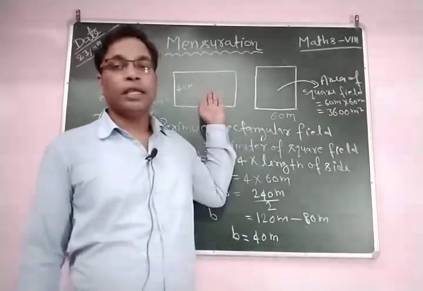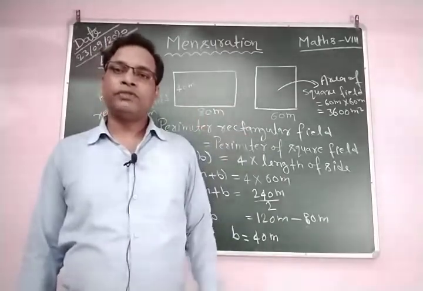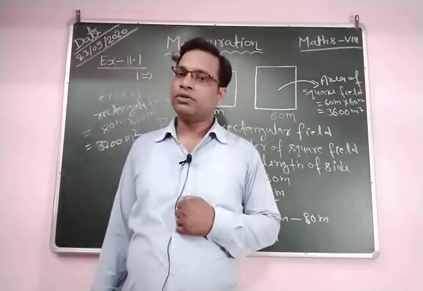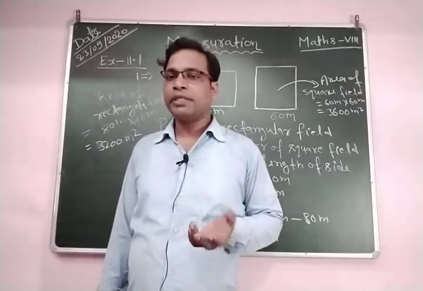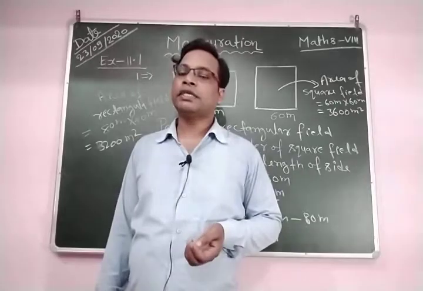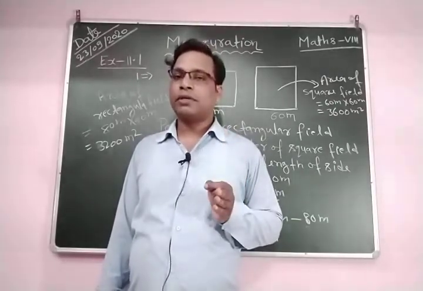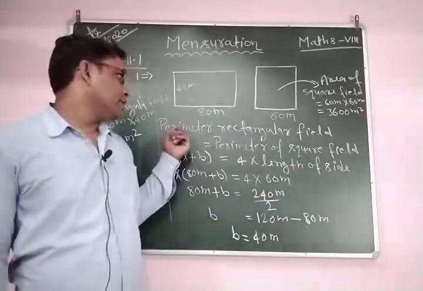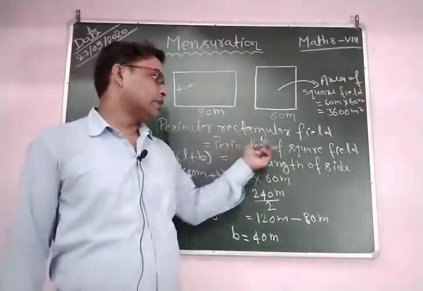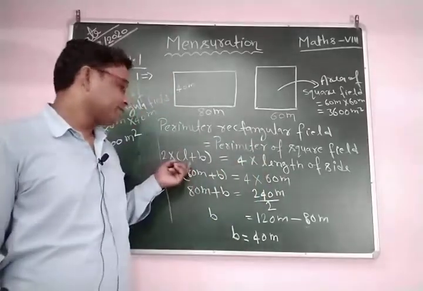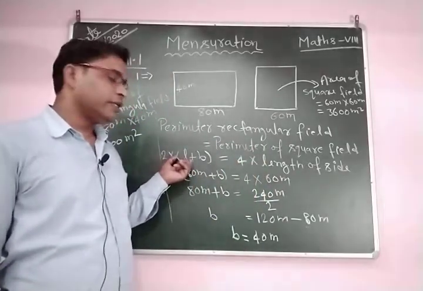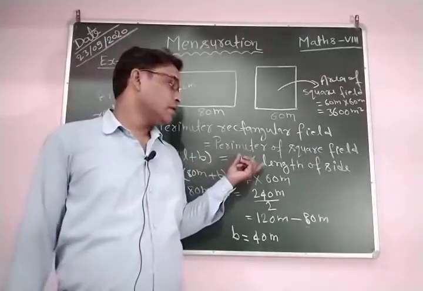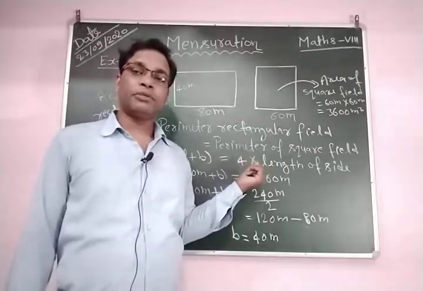But for the area of the rectangular field, we need the length and the breadth, because you know very well the area of a rectangle is length into breadth. Length is given here but breadth is not. So for this we use this condition: the perimeter of the rectangular field is equal to the perimeter of the square field. And we know that 2 into (l plus b) is the perimeter of the rectangular field, and 4 into the length of side is the perimeter of the square field.